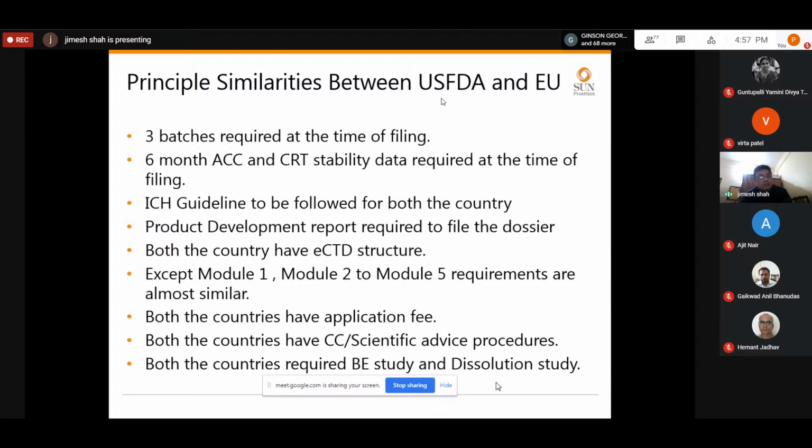In Europe, sometimes, if it is an IR tablet, meaning an immediate release dosage form, they accept 2 batches of data also. But it depends on the API stability, that is, the drug substance stability.